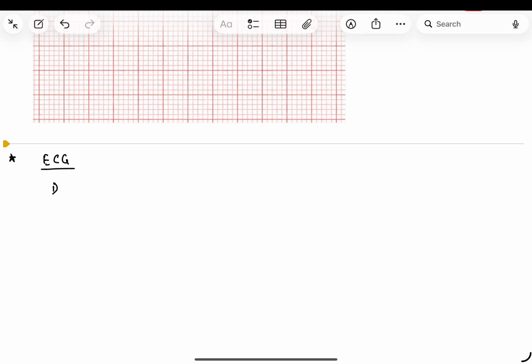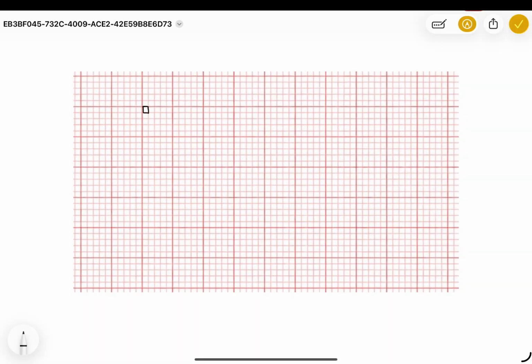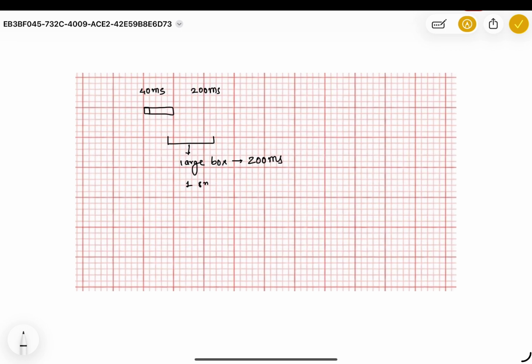As we know, there is a P wave, Q wave, R, S and T, right? Before jumping to each and every wave, I would like you to understand the normal ECG paper. For this small box, it is 40 milliseconds, and for these total 5 boxes, it will be 200 milliseconds. So whenever I say one large box, it will be 200 milliseconds, and if I say one small box, it will be around 40 milliseconds, right?